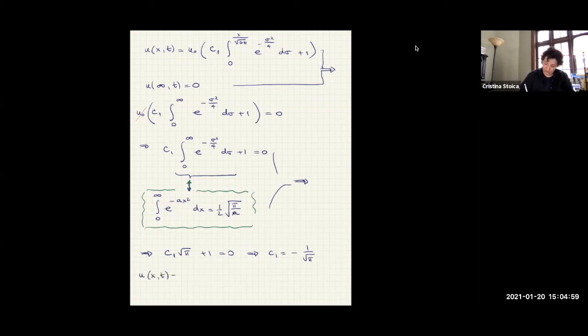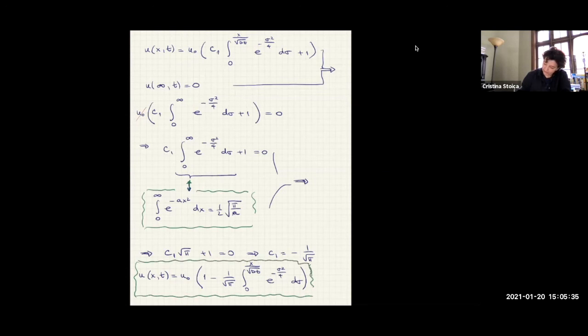Substituting now what is C1, we can write the solution to be, after we arrange it a little bit to look nicer, e to the minus sigma squared over 4 d sigma, which is an interesting conclusion because we actually managed to solve that original question without knowing any PDE theory. So this is a very special example.